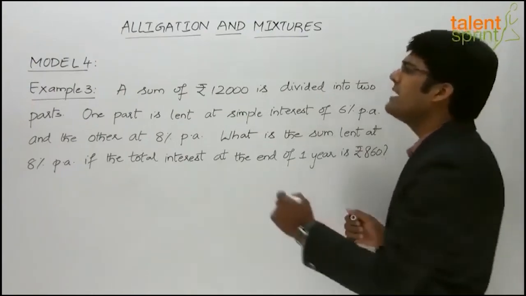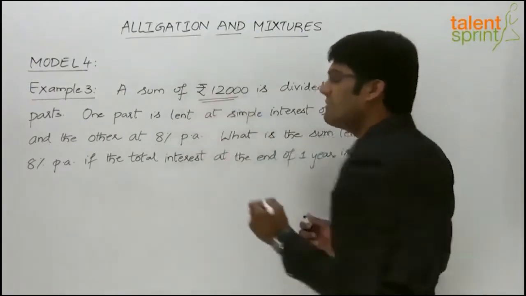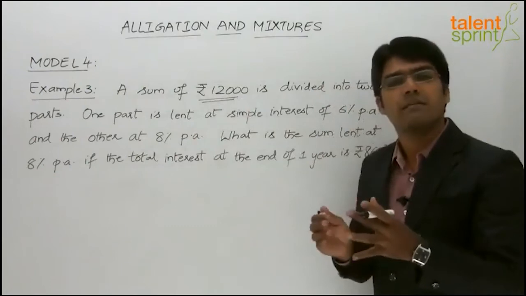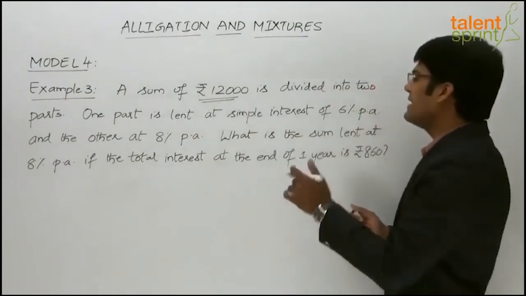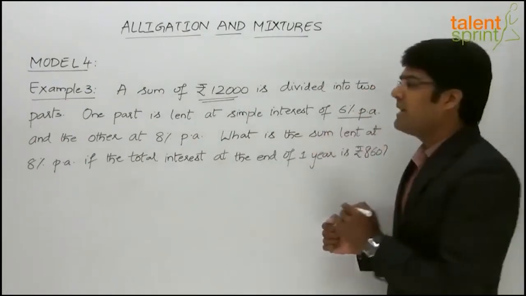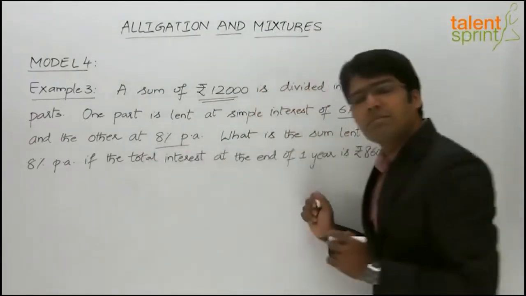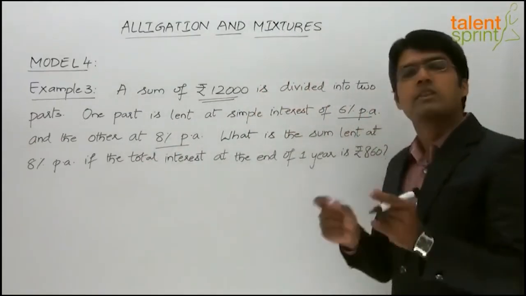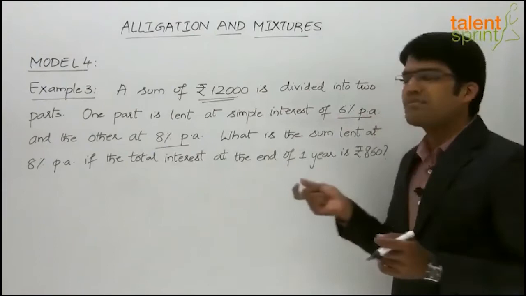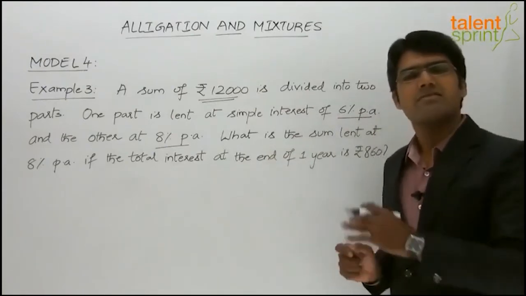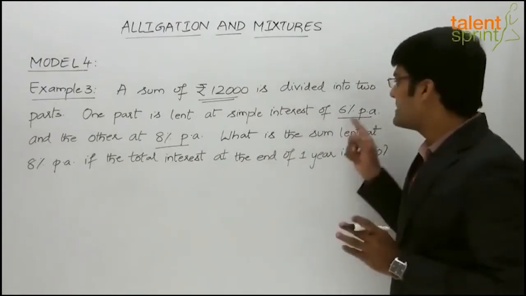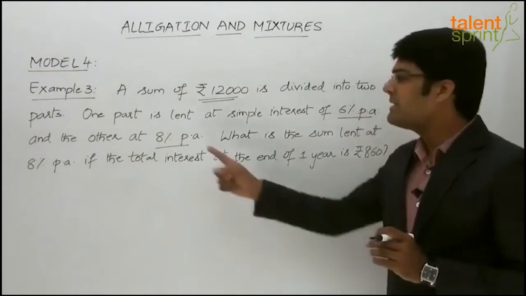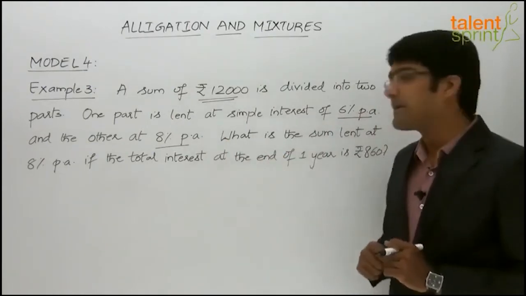So here we know that there is a total sum of rupees 12,000 which has been split into 2 parts. One part is lent at 6% per annum and the other part is lent at 8% per annum. So the rates of interest in 2 different schemes are 6% and 8% respectively, right? So scheme A and scheme B, let's say. Scheme A offers 6% per annum, scheme B offers 8% per annum.